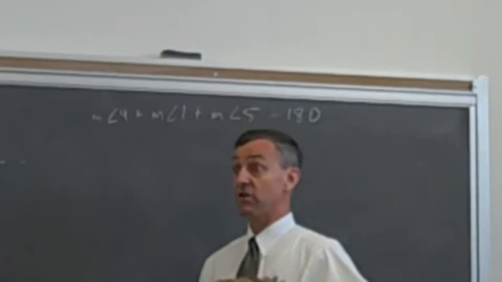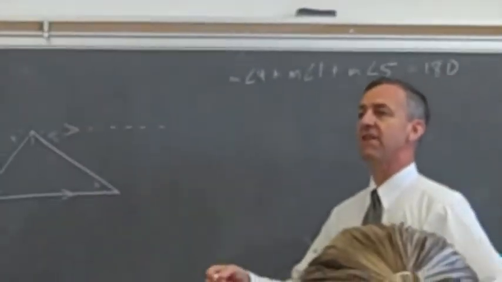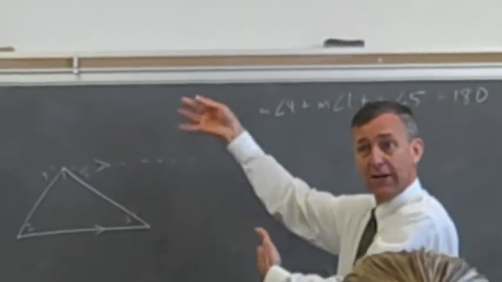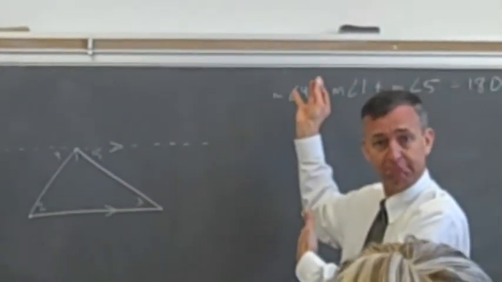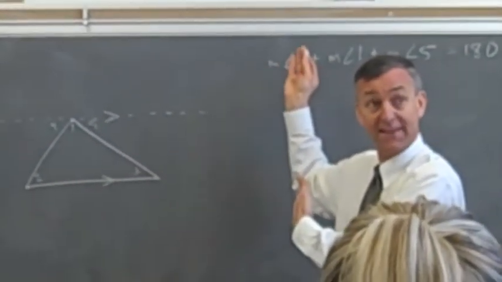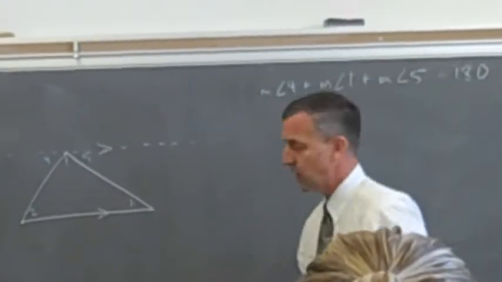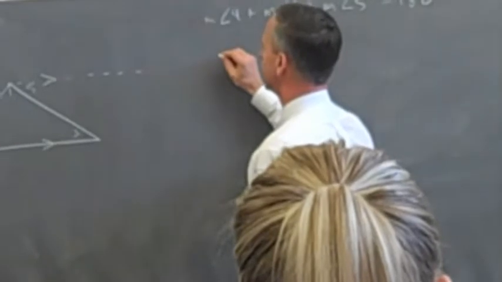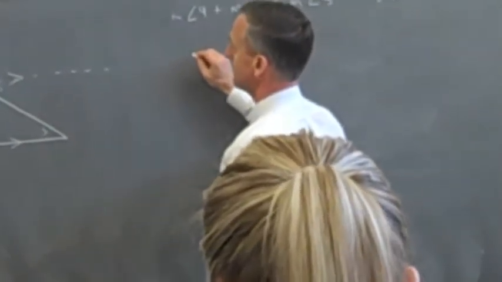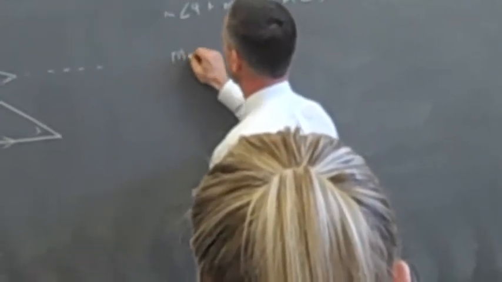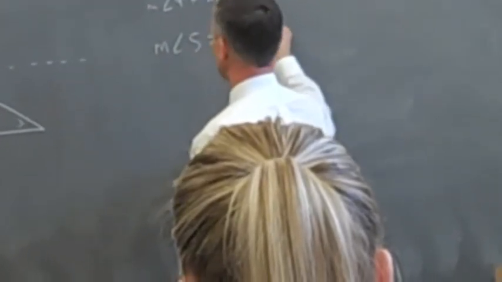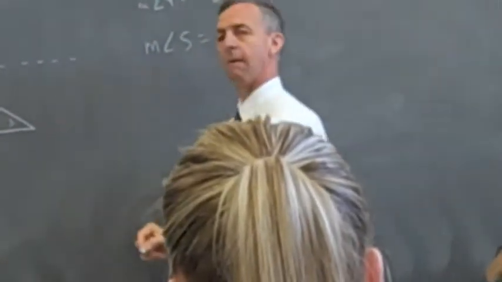Why? Because it makes a straight line. And if we understand that a straight line is 180, we've got to accept this statement, right? If we can all accept this statement here, we'll move on. Would everyone agree that the measure of angle 5 is equal to the measure of angle 3?